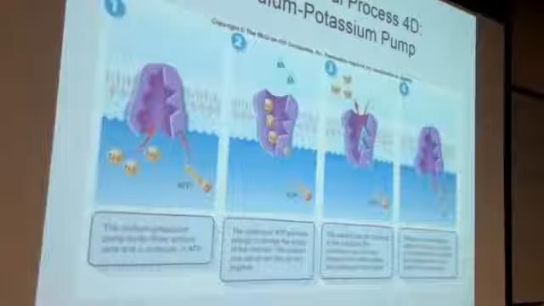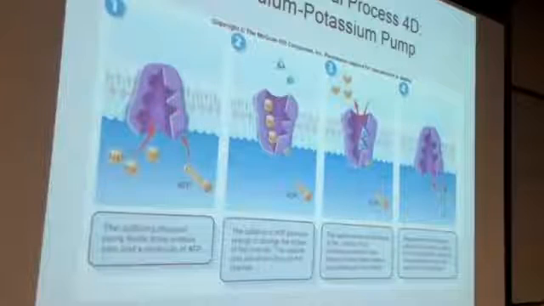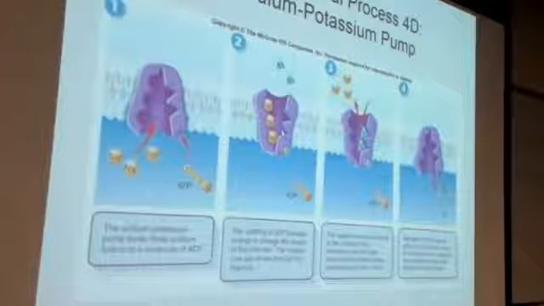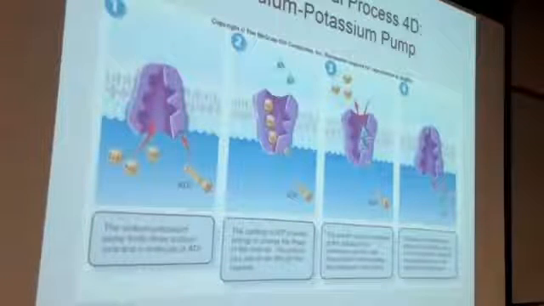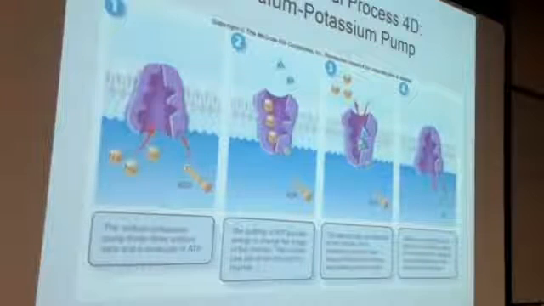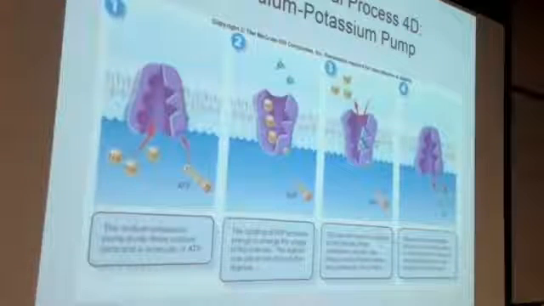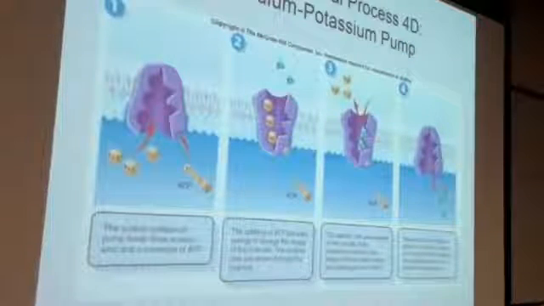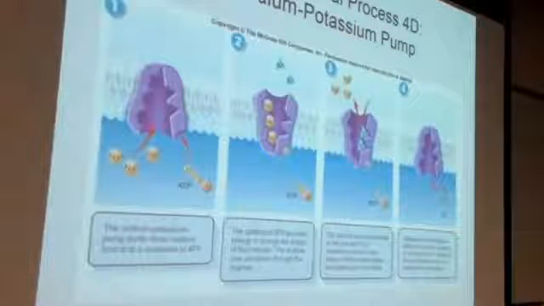These 3 sodiums will be kicked out, and for efficiency, 2 potassiums can be picked up while it's open to the outside, and they're going to fit right in here on the other side. Because of that efficiency, where it can pump in both directions, it costs the cell half the energy it would have to spend if it had separate pumps. So that's good. Once that happens, the phosphate breaks back off, and this goes back to its normal shape and kicks those potassiums inside. And so it's constantly pumping like that. Every time it pumps, it costs 1 ATP.